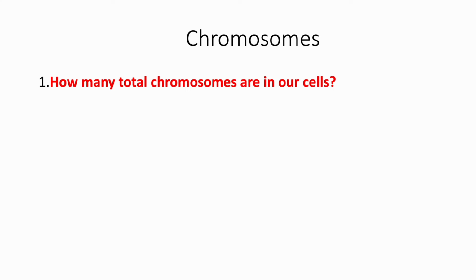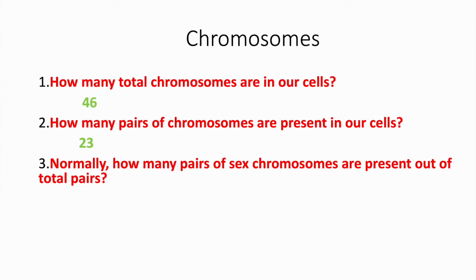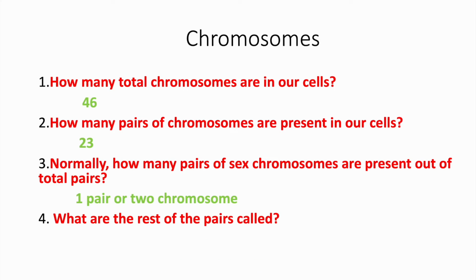How many total chromosomes are in our cells? 46. How many pairs of chromosomes are present in our cells? 23 pairs. Normally, how many pairs of sex chromosomes are present out of the total pairs? One pair, or two chromosomes. What are the rest of the pairs called? The rest, 22 pairs, are called autosomes.